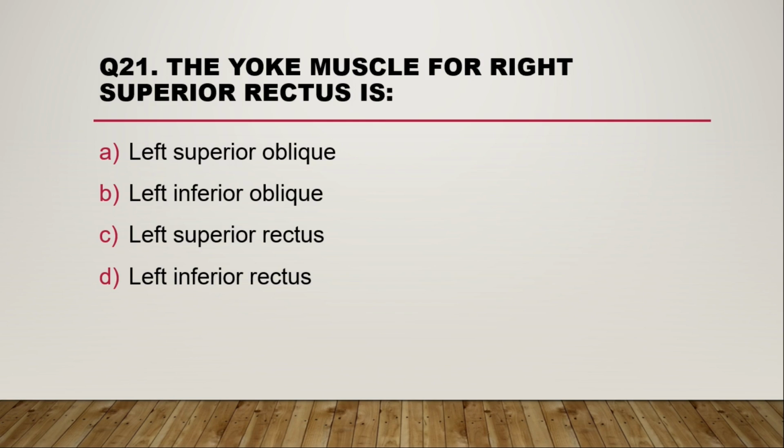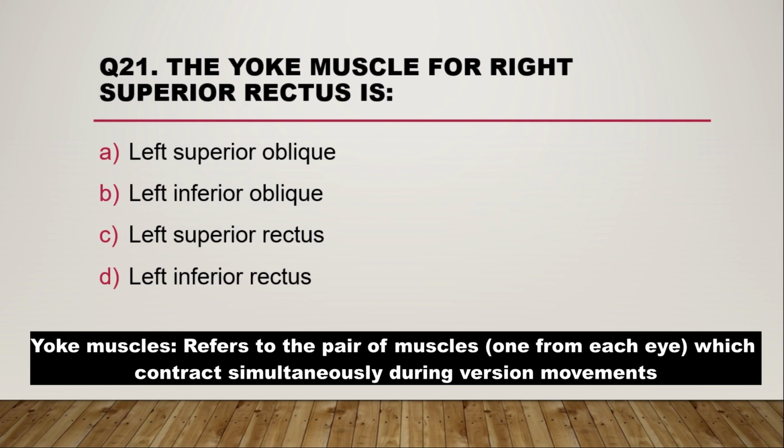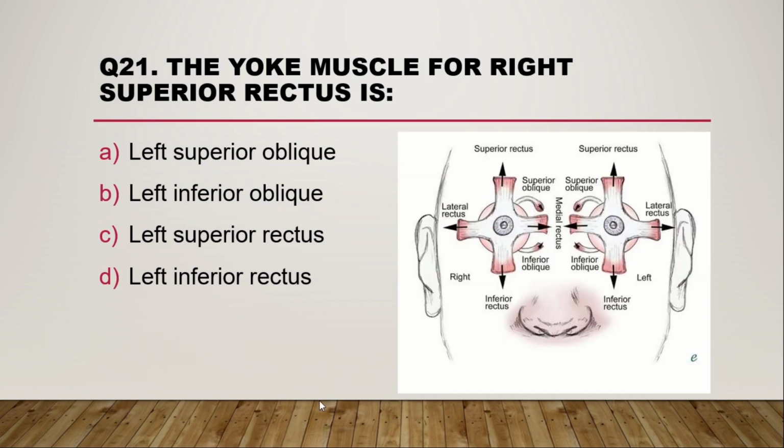Before knowing the correct answer, let's know what a yoke muscle is. Yoke muscles, also known as contralateral synergists, refer to the pair of muscles from each eye which contract simultaneously during version movements. For example, right lateral rectus and left medial rectus are yoke muscles. So, the correct answer here is left inferior oblique.